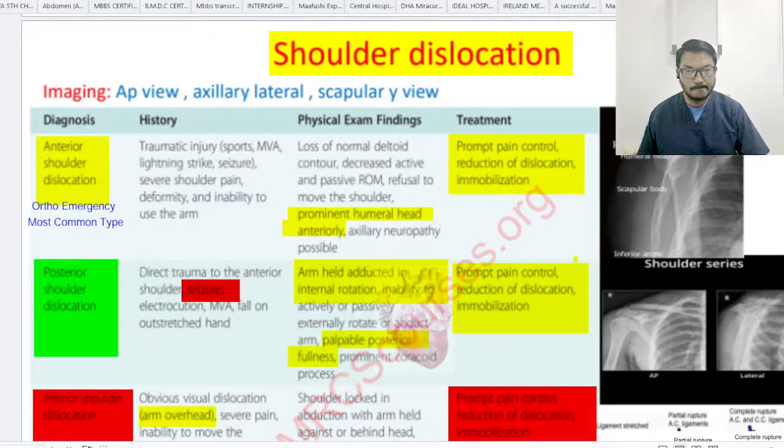Treatment: prompt pain control, reduction of the dislocation, and immobilization. This is the treatment for anterior shoulder dislocation.